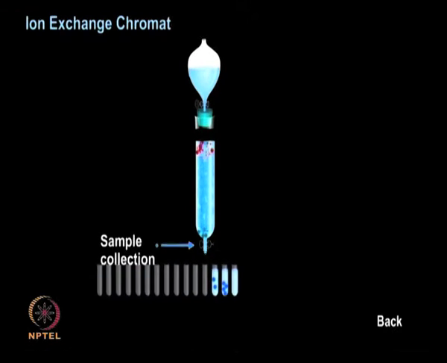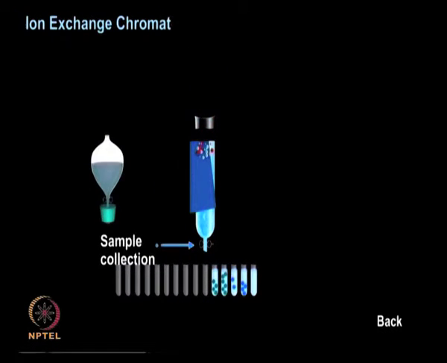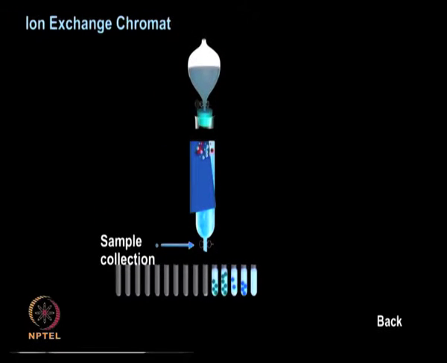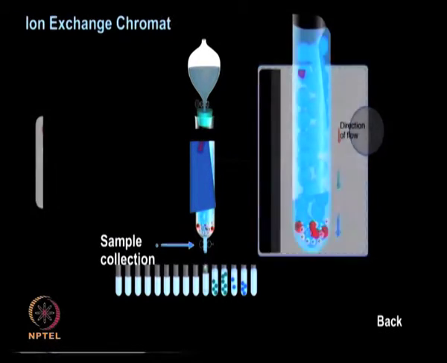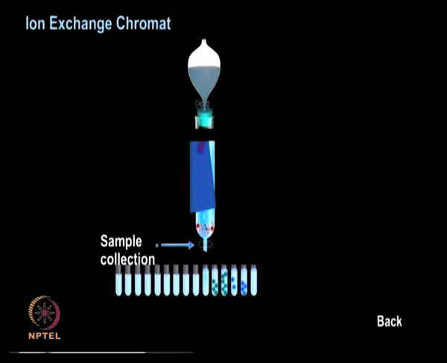The fractions of appropriate size must be collected and analyzed for their protein contents. The negatively charged proteins, which get eluted first, will be present in the initial fractions, while the positively charged proteins that bound to the column are eluted in later fractions.